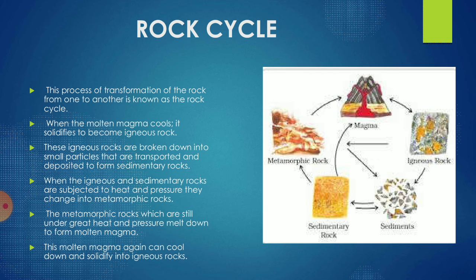So when molten magma cools, igneous rock is formed. When igneous rock is broken down into small particles and these small particles are transported and deposited, they form sedimentary rocks. Igneous rock and sedimentary rock under pressure and heat become metamorphic rocks, and these metamorphic rocks again under great heat and pressure will be melted to form molten magma. And when this molten magma again cools down, it forms the igneous rock, right? You can see in the picture, right? It is a continuous cycle, a never ending cycle, right?